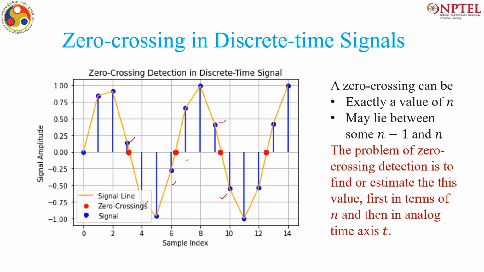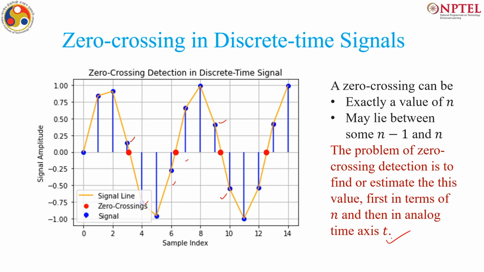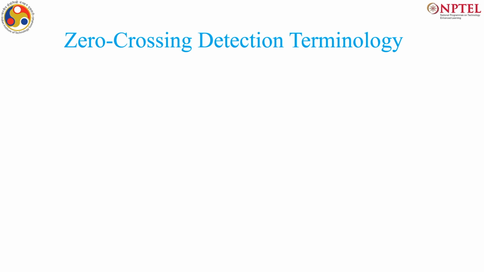Now, technically, a signal is a physical phenomenon and a zero crossing may indicate some event in the signal. So, we want to capture it in the original time sequence rather than the sampled signal. So, we need to estimate that value of n and then finally map it to the analog time axis t. And as I said, it can be a specific integer value of n or it can lie between two integer values. So, let us understand some zero crossing detection terminology.